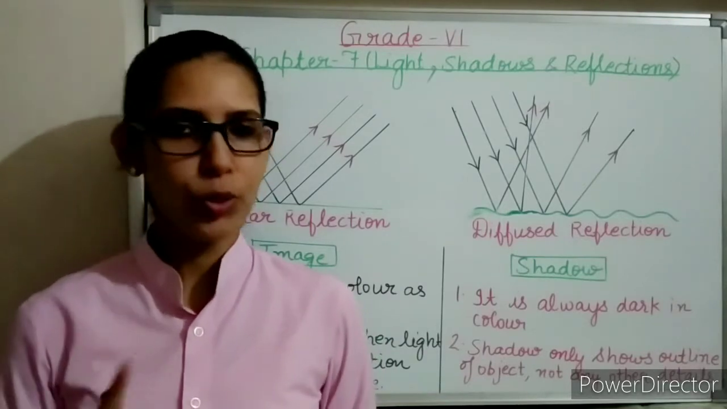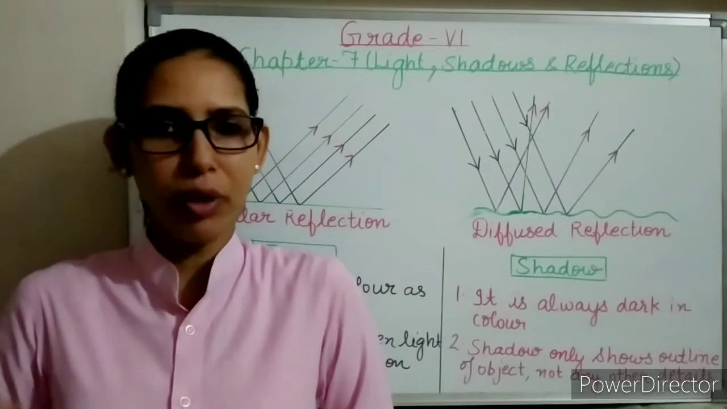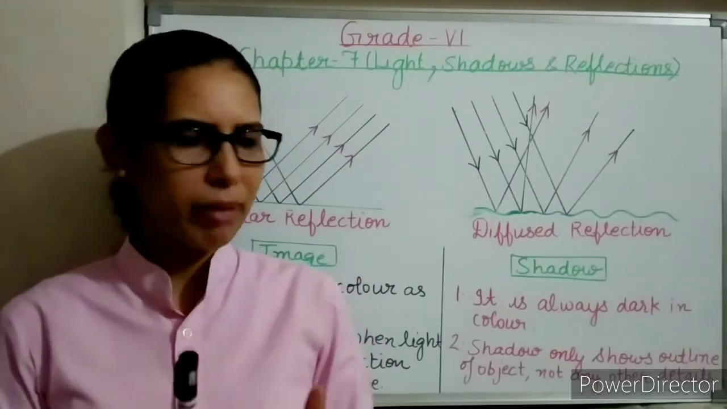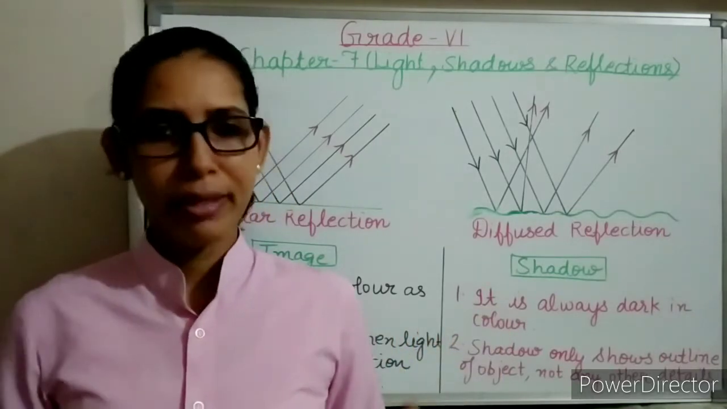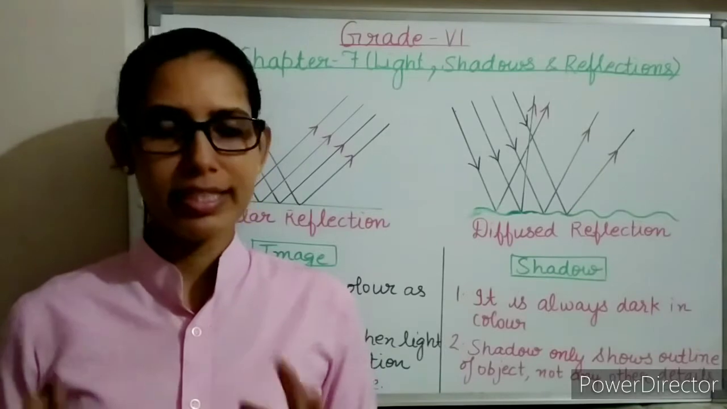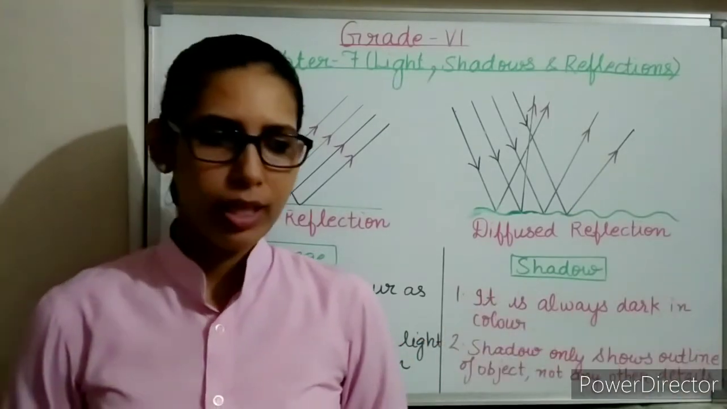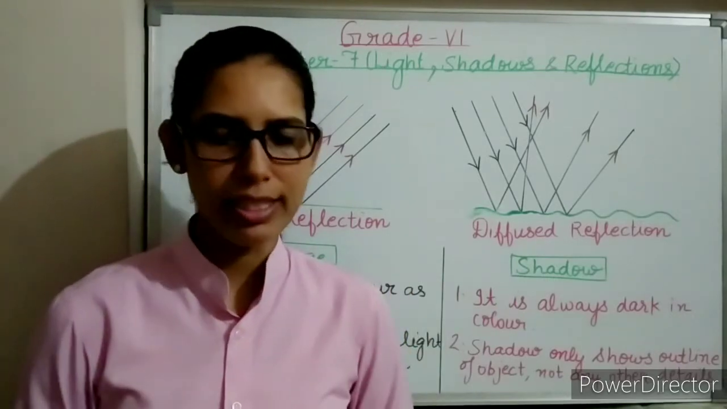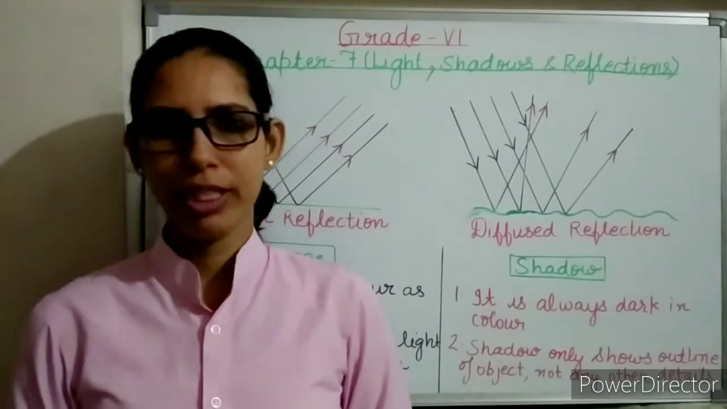The objects that cannot emit light of their own are known as non-luminous objects. For example, marker, this whiteboard, book, notebook, table, chair. Most of the things that we see around us are non-luminous objects. Then how are we able to see these luminous and non-luminous objects? Let's try to understand. First, let's talk about luminous objects.